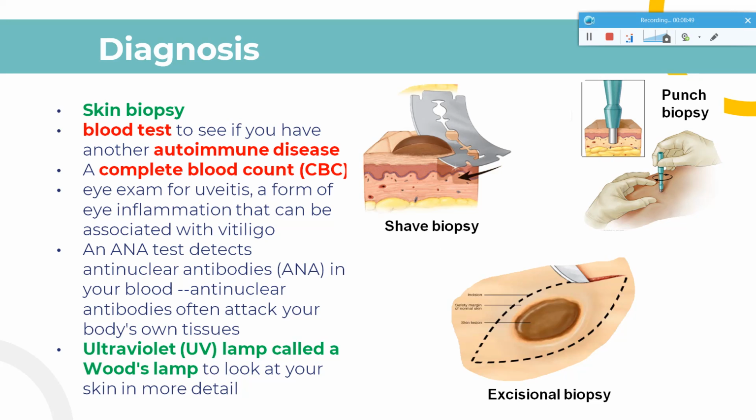Even blood tests can be done where you try to find out the reason for autoimmune disease, and a complete blood count can be done to get more details. Apart from that, there is something called the ANA test, the anti-nuclear antibody test. This will give you an indication that the person is suffering from autoimmune disease. Anti-nuclear antibodies usually attack your own tissues. So if the test result shows a lot of ANA antibodies, it is an indication that you might be suffering from an autoimmune disorder.